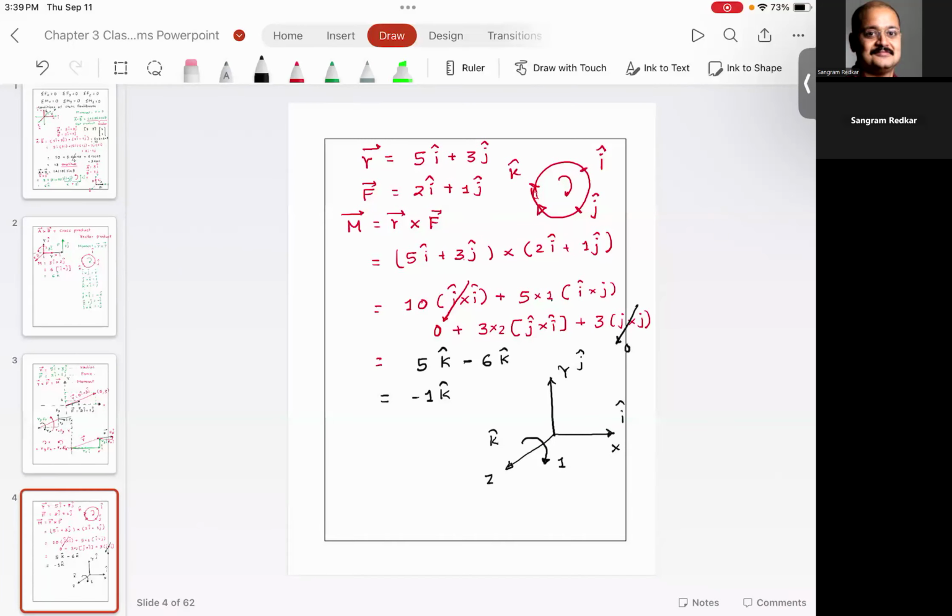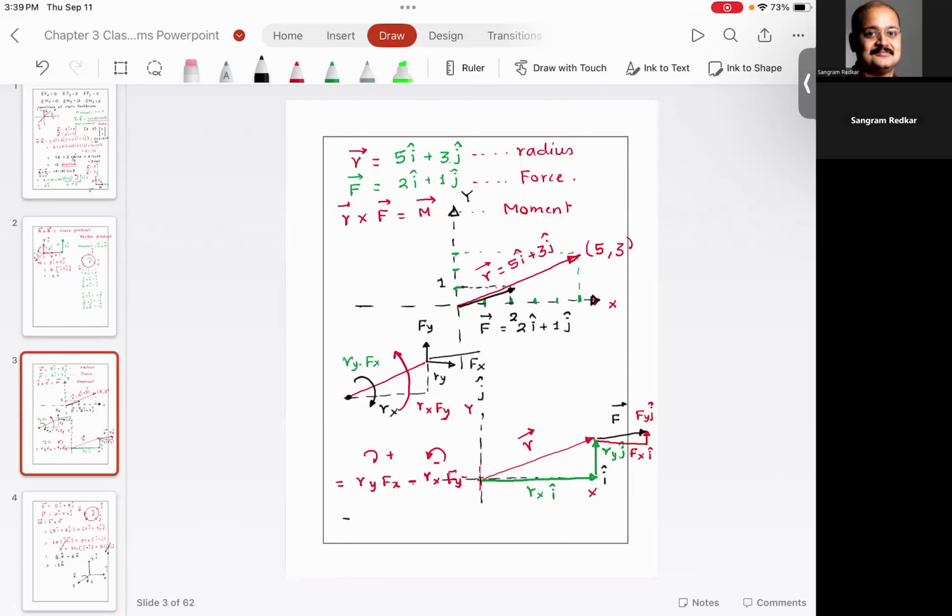Everyone understood this? Now I want you to go back to the previous slide and just substitute the numbers. What is the value of Ry? Ry is 3. What is the value of Fx? This is Rx, this is Ry, this is Fx, this is Fy. What is the value of Fx?